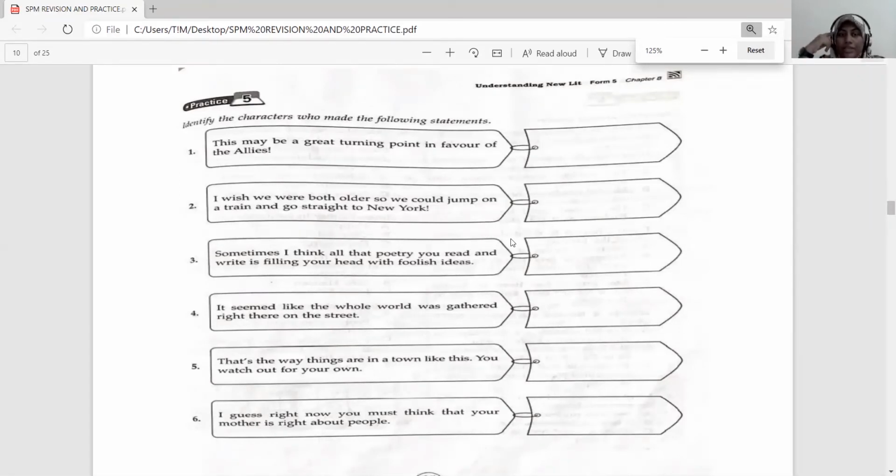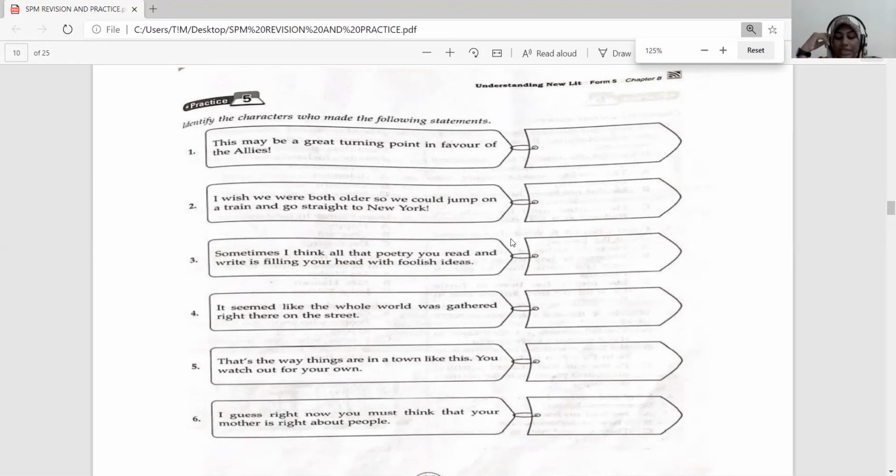All right, never mind. Number one is actually, yes, you might not know because you are not learning. Number one is said by Mr. Higby, right, the history teacher. Okay, number two, "I wish we were both older so we could jump on a train and go straight to New York." Who said this? Exactly, it was said by Richard, right?